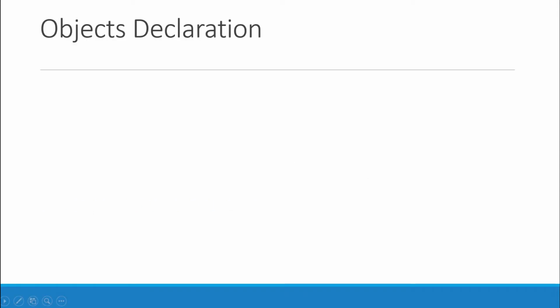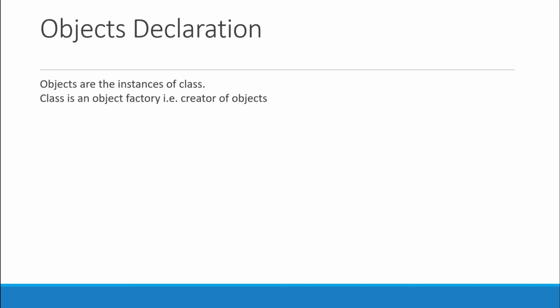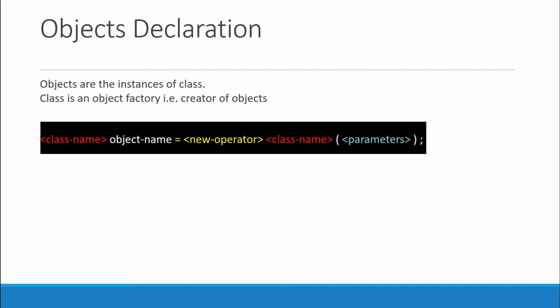But before that, you remember I taught you an object is basically an instance of a class. Henceforth, a class is also called an object factory. That is, it is a creator of as many objects as possible. How can a class create an object? Let's see the syntax. So the syntax goes as follows.